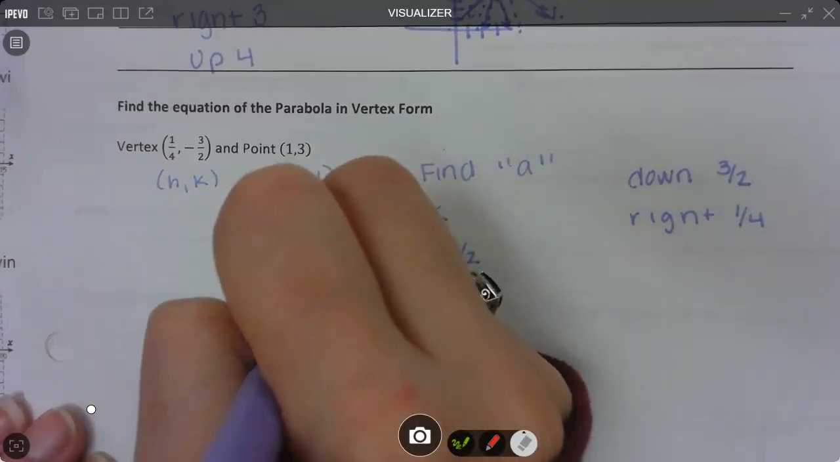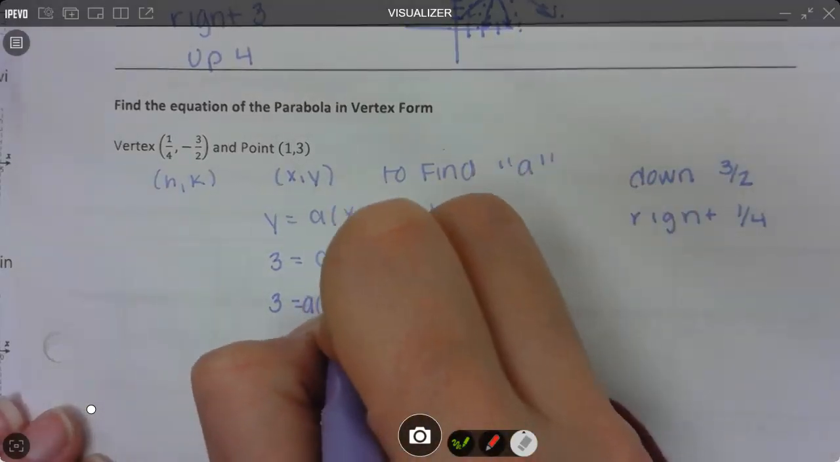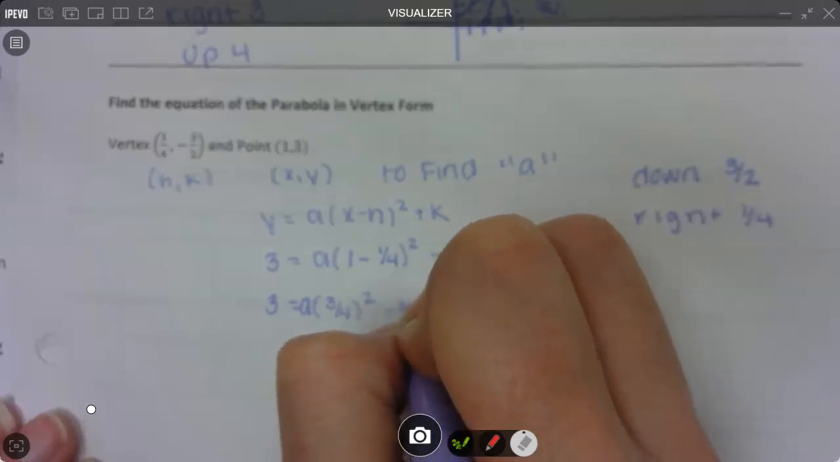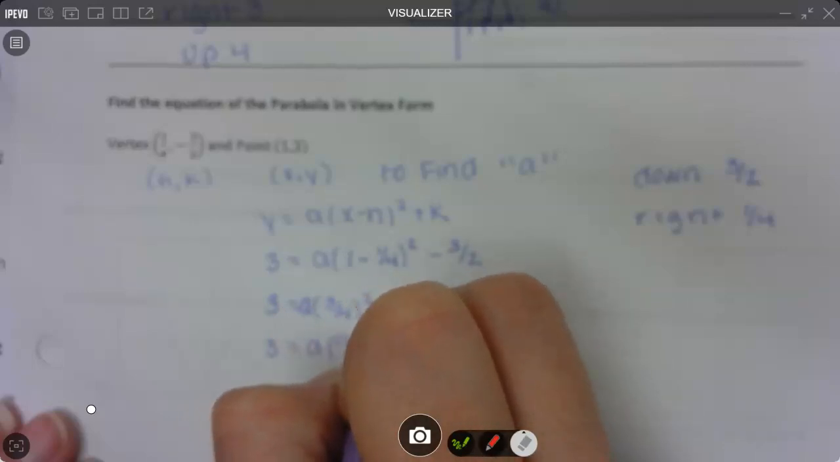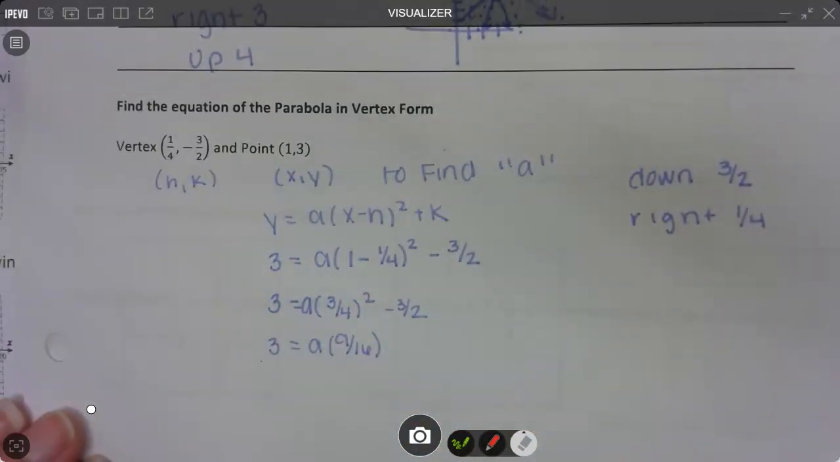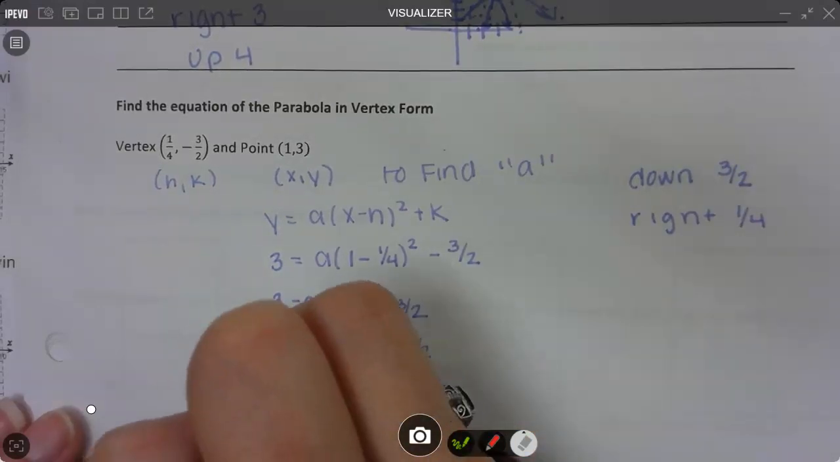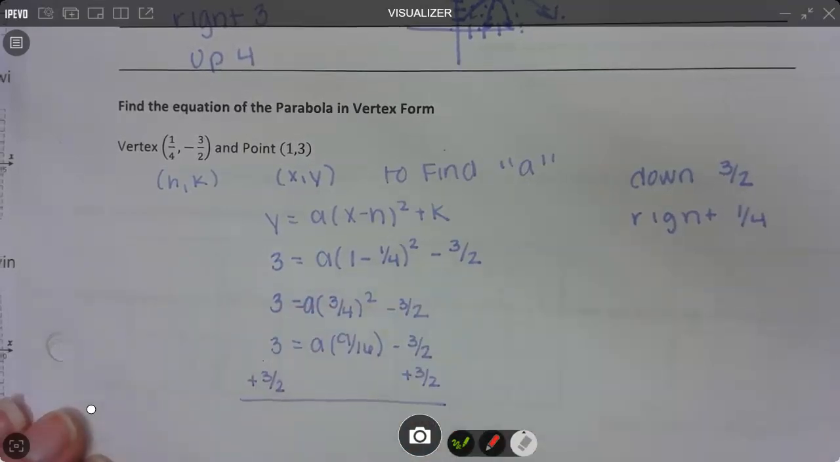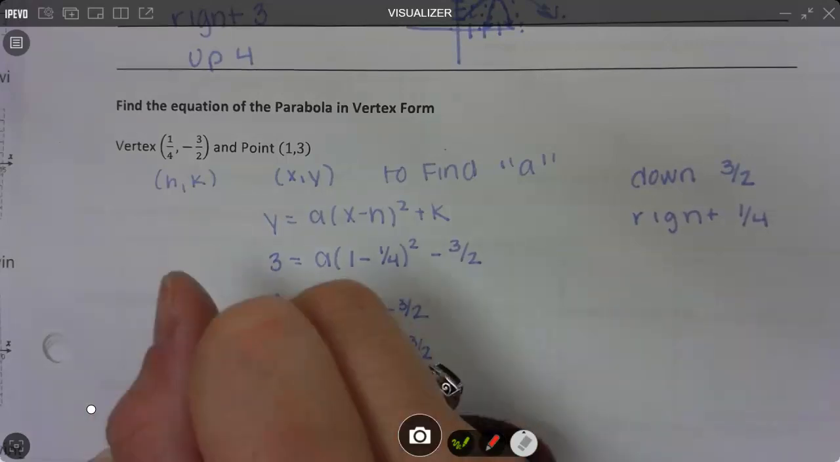So order of operations says simplify inside the parentheses first. So 1 minus 1/4 is 3/4. 3/4 squared is 9/16. Then we're going to add 3/2. So 3 plus 3/2, if you give a common denominator, would be 4.5, which is the same as 9/2.